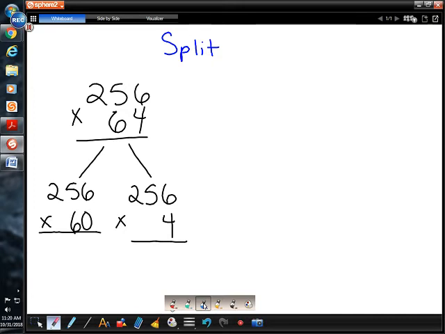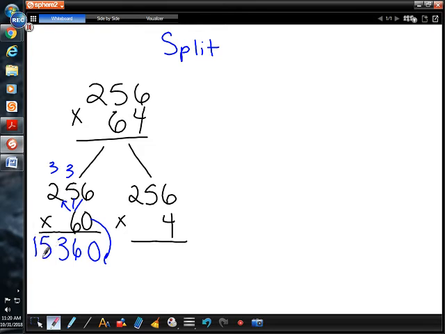So to start with this one, this 0 is great news for me. I can just go ahead and put it on the end of my answer. And all I'm actually doing is 6 times 6, which is 36. 6 times 5 is 30, plus 3 is 33. And 6 times 2 is 12, plus 3 is 15. That wasn't too bad. And then over here, I've just got a very simple 256 times 4. So 4 times 6 is 24. 4 times 5 is 20, plus 2, 22. And 4 times 2 is 8, plus 2 is 10.